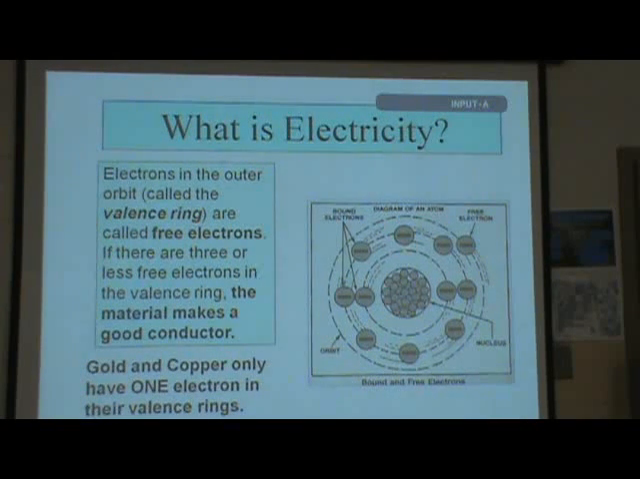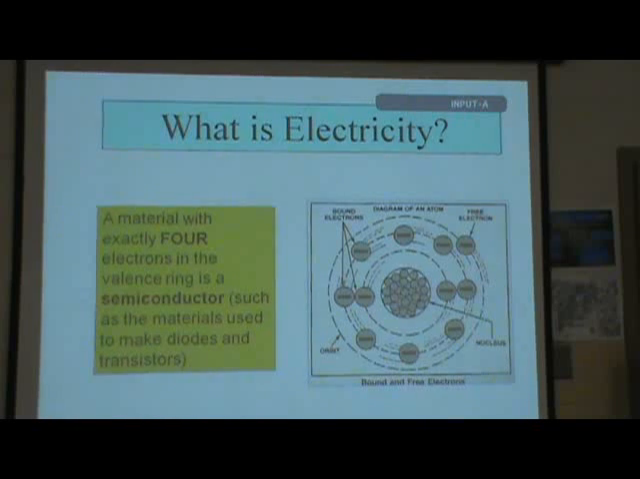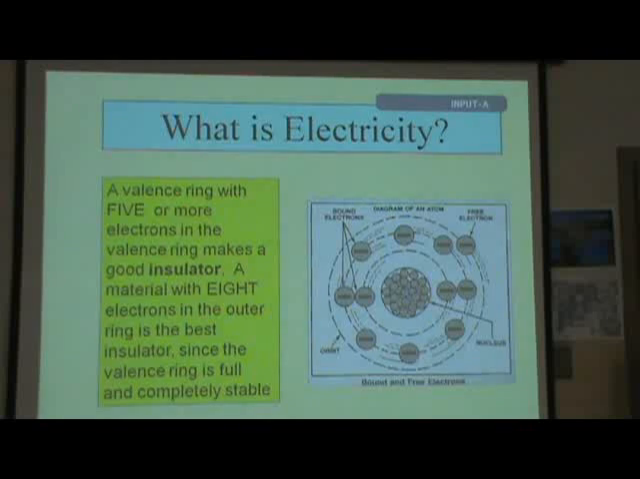That's what makes them such good conductors, though copper has a tendency to corrode. But a material with 4 electrons in the valence ring is a semiconductor, such as the materials used to make diodes and transistors. So a semiconductor conducts, but only under certain conditions, right? If a valence ring has 5 or more electrons, it's an insulator, and one with 8 is a perfect insulator.